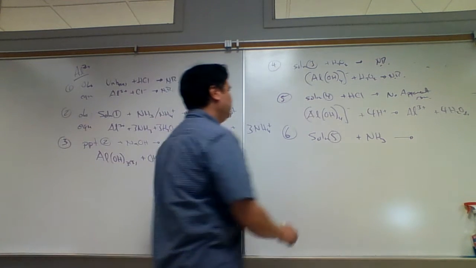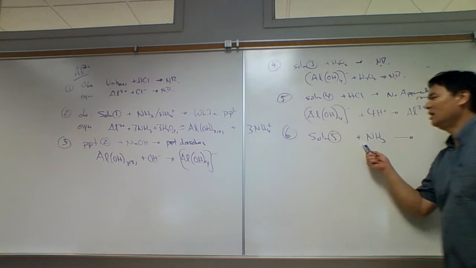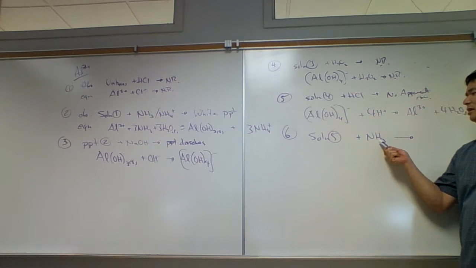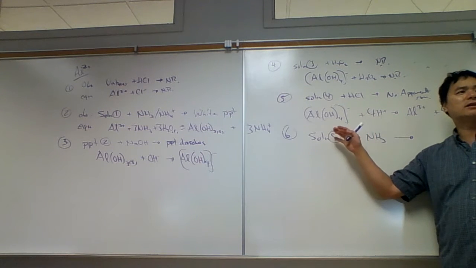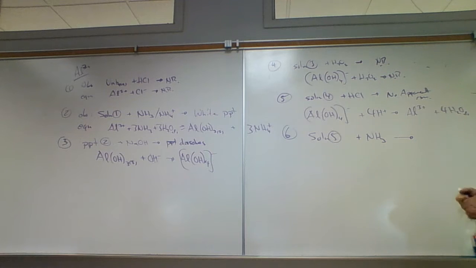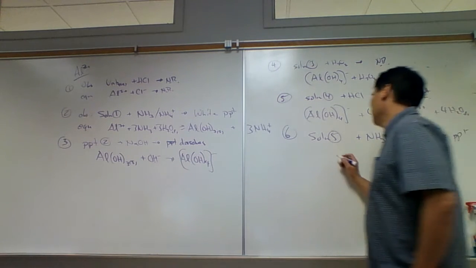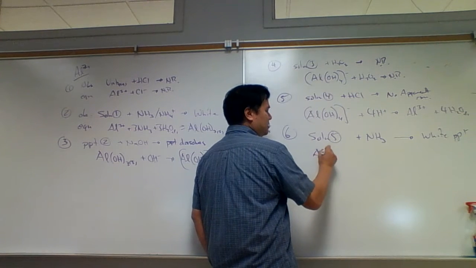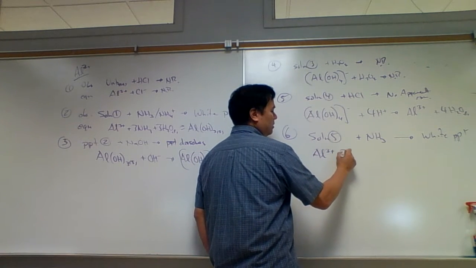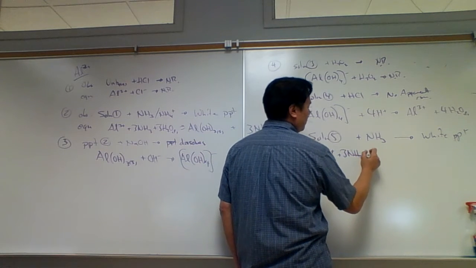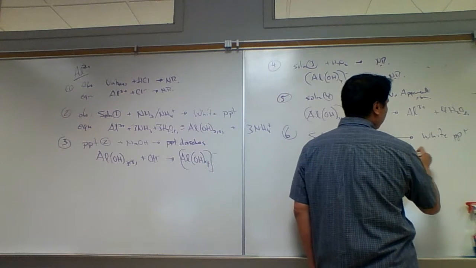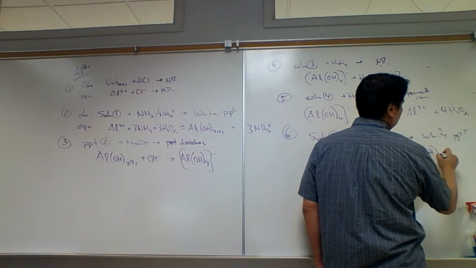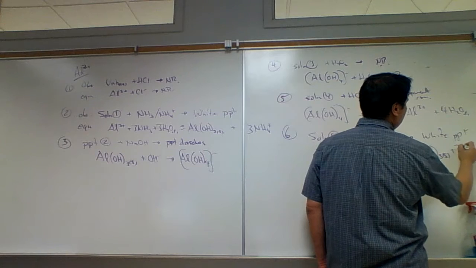And once I get over here, there's nothing else left. The only thing I'm going to precipitate is aluminum 3+ because I've removed all the other cations. And so when I add this, I'm going to get a white precipitate. And the reaction just looks the same. It's going to be Al3+ plus 3 ammonias plus 3 waters gives us aluminum hydroxide, solid, plus 3 ammoniums.